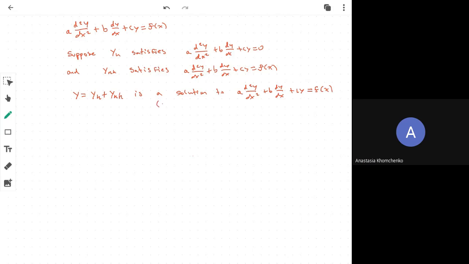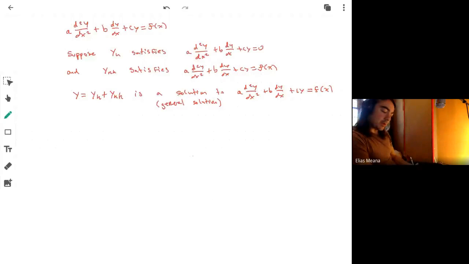Sir, I still don't get why the two solutions give another solution, like the sum. I'm about to show you. Okay. Right? So this is what I'm claiming. We have to prove this, right? So what we're going to do is take this y that I've now defined as being the sum. We're going to take its derivative, its second derivative, and plug them into the original differential equation. And I'm going to show you that it gives a new solution.